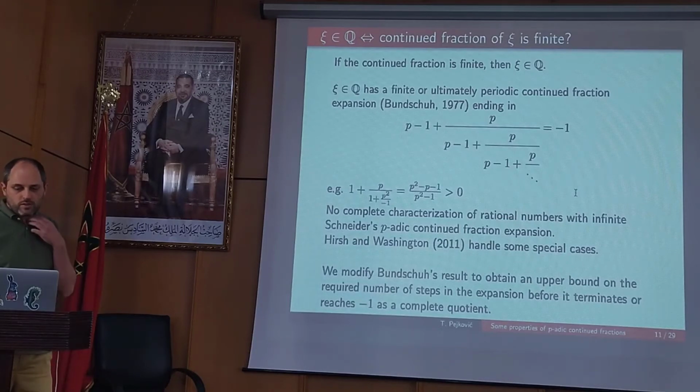So we first modify Browkin's original result to obtain an upper bound on the required number of steps in the expansion before it either terminates or reaches minus 1 as a complete quotient, because when it reaches minus 1 as a complete quotient, we know that from that place onwards we have this periodic part, p minus 1 plus p over p minus 1 and so on. So we know the complete expansion.